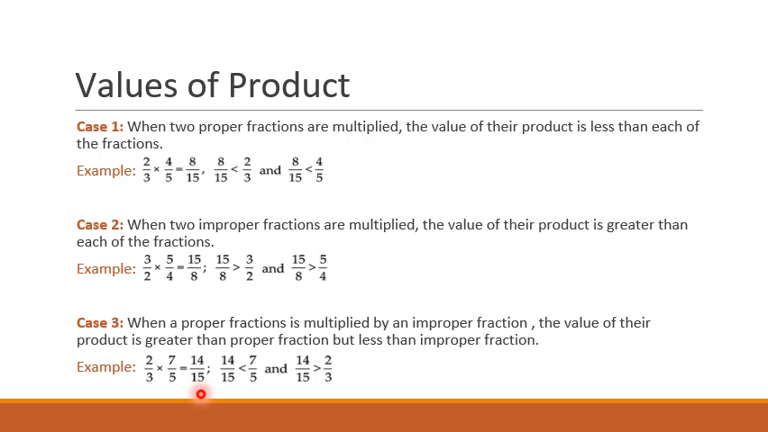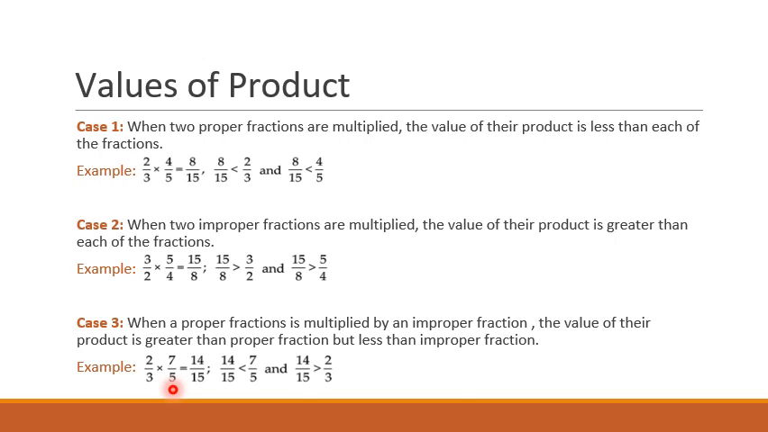Now let's compare it with the given fractions. Now 14 by 15 compared with 2 by 3. So make it an equivalent fraction with denominator 15. This 2 by 3 becomes 10 by 15 as we multiply both numerator and denominator by 5. So 10 by 15 will be less than 14 by 15. So I can say 14 by 15 is greater than 2 by 3.